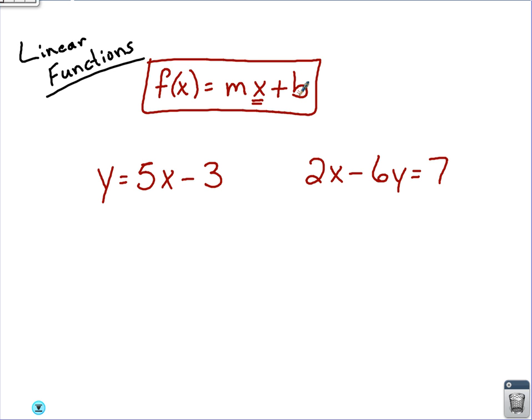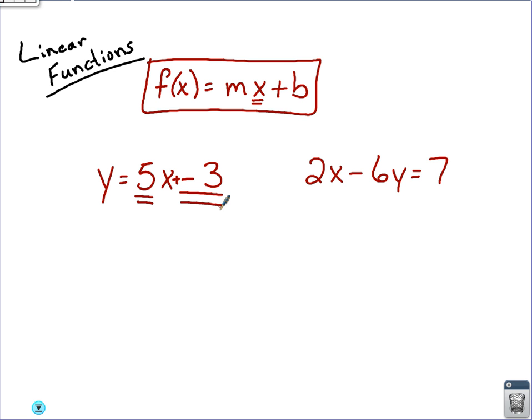And we notice this first one, y equals 5x minus 3, is already in that form. In the place of m, well, there's a 5 there. In the place of plus b, well, we could write this as plus negative 3 if we wanted to. But in the place of b, you actually have a negative 3. So that is a linear function.